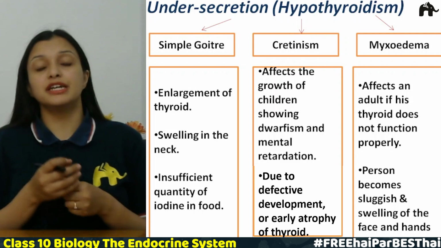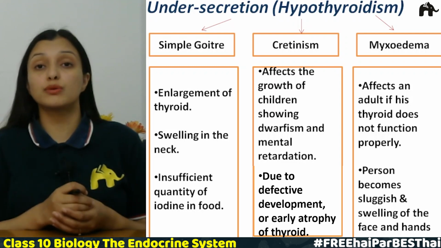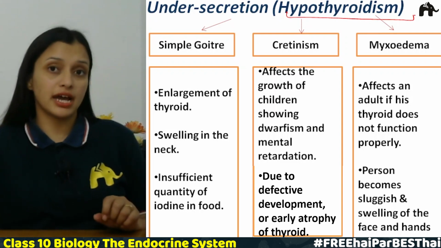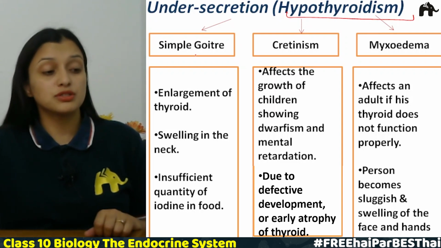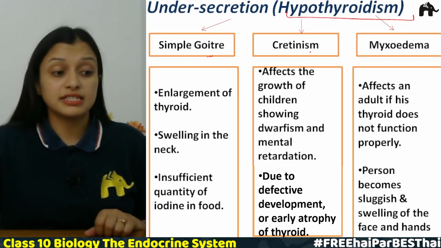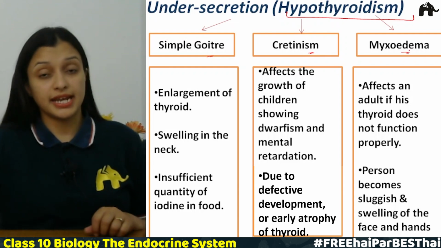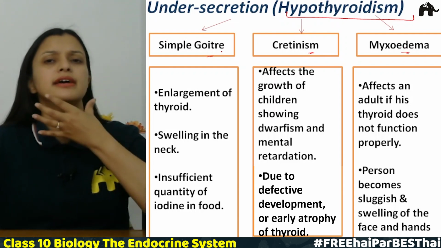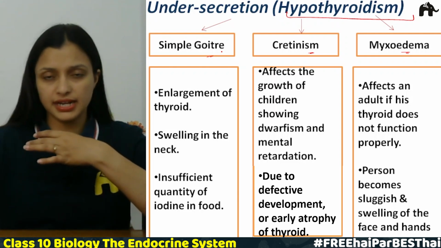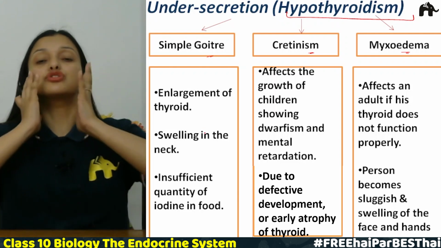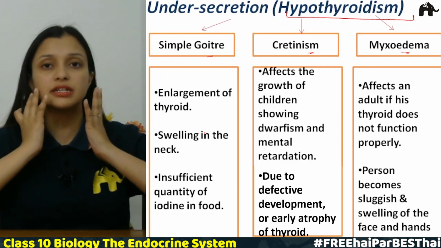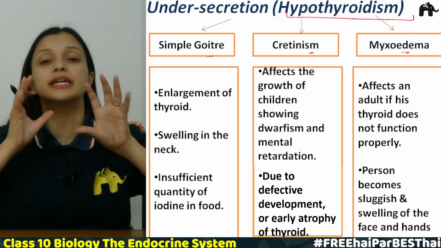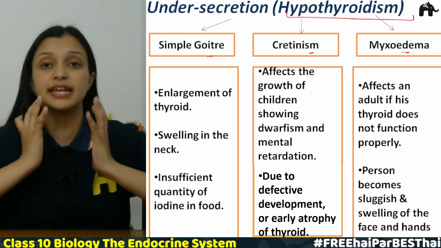So what will happen if there is less secretion of hormone thyroxine? That leads to a condition called hypothyroidism. So there is simple goiter, there is cretinism, and myxedema, right? These are the three conditions that arise. First is simple goiter, where there is enlargement of the thyroid gland and swelling in the neck. Because the thyroid gland is present in the neck region, there is swelling in this region, right, in the neck region.